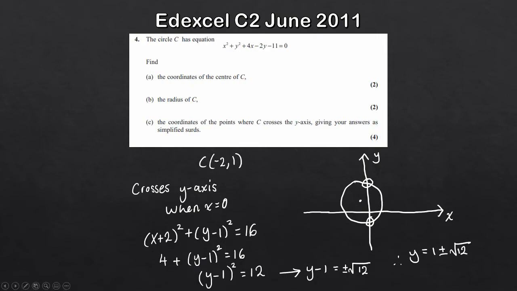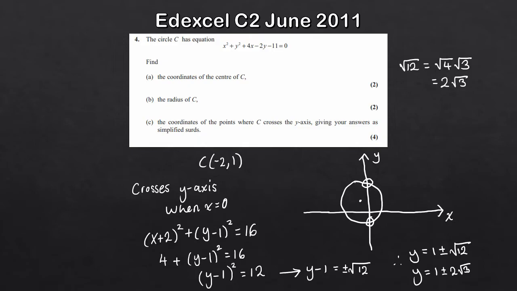But be very, very careful. We want simplified surds here, so we've just got to deal with this root 12. So root 12, we can write that as root 4, root 3. Just do it up here so it's clear. That's root 4 times root 3, and we can simplify root 4 to be 2. So my actual final answer in that case is y equals 1 plus or minus 2 root 3.